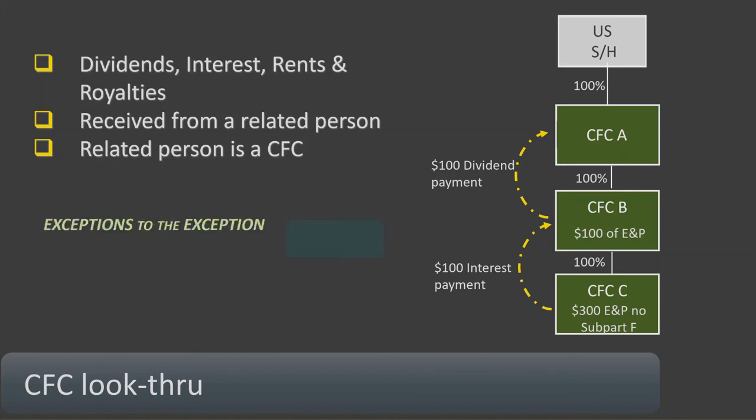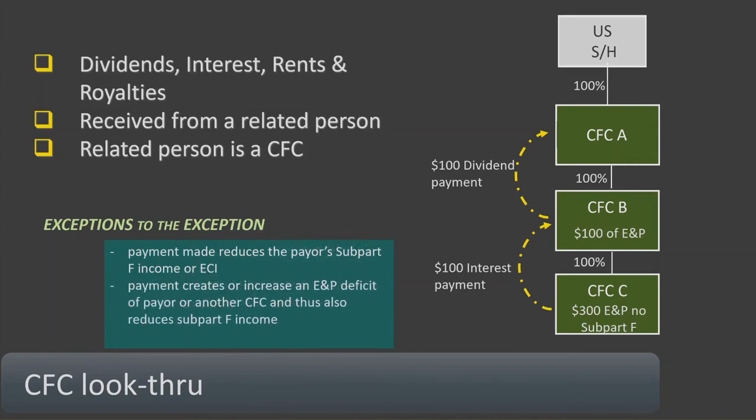There are some exceptions to this exception. This exception does not apply if the payment made reduces the payer's Subpart F income or effectively connected income, or the payment creates or increases an E&P deficit of the payer or another CFC, and thus also reduces Subpart F. There is also an anti-abuse rule that limits the use of this exception if it impacts other U.S. inclusions, such as 956 or tested net income. In other words, you cannot make a payment from one CFC to another as a way to avoid Subpart F by the payer. If that happens, going through the rules and the mechanics, then it will no longer be considered non-Subpart F and it will be picked up, at least at the recipient level, as Subpart F income.